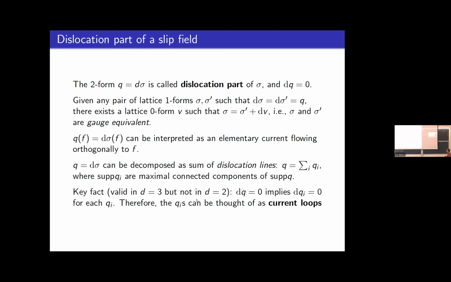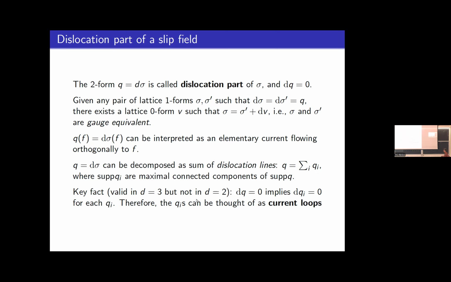If you look at Q of a face F, the sigma of the face, it can be interpreted, as I also mentioned this morning, as an elementary current flowing orthogonally to F. And if you have a compactly supported Q, which in our case is always the case because we have the Dirichlet boundary conditions, you can decompose Q as a sum over the maximal connected components of Q. Take the support of Q. The support of Q will be a union of maximally connected components, each of which corresponds by definition to a certain Qi, and you can write Q as the sum of these Qi's.